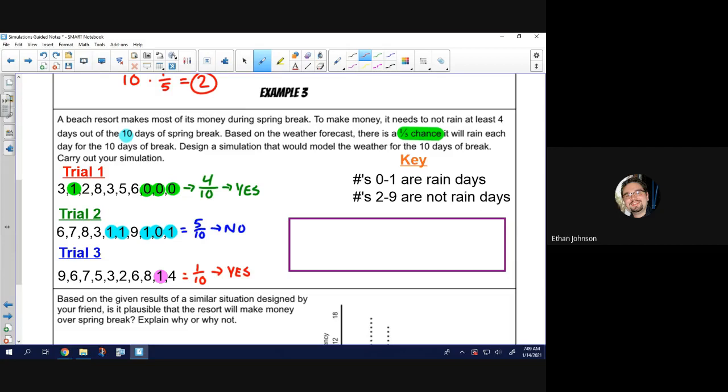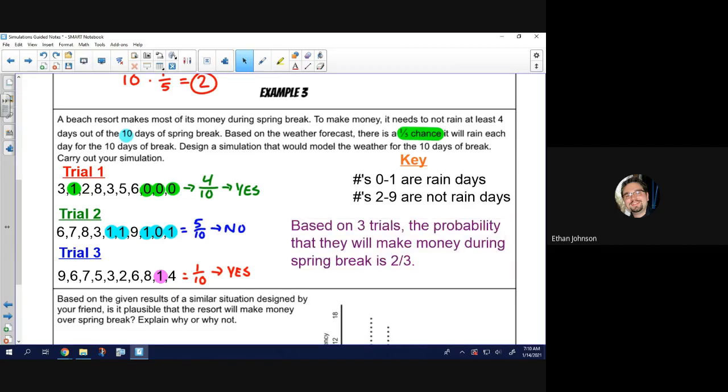If you want to run more trials, go ahead. Remember, the more trials we do, the more accurate our answer will be. So for our final answer for this part, based on 3 trials, the probability that they will make money during spring break is 2 out of 3, as 2 of those 3 trials were yeses.